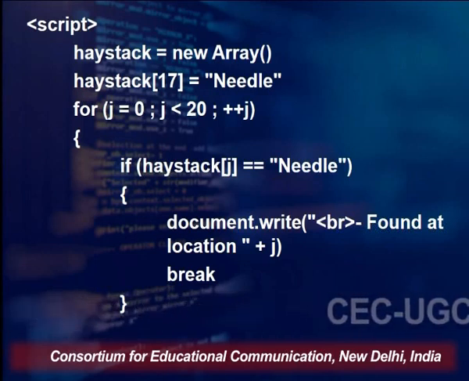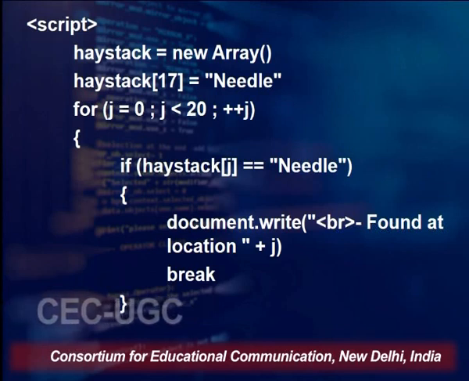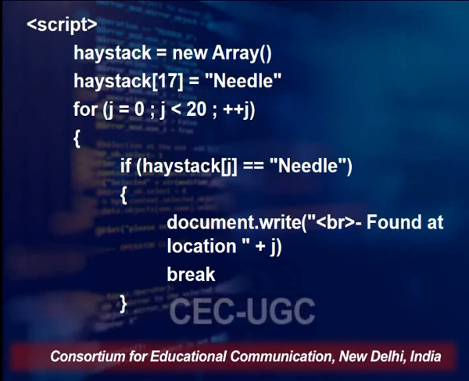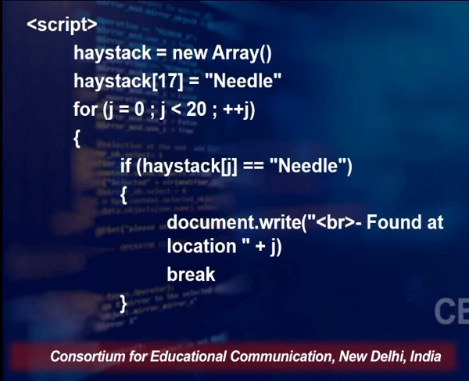So we are saying haystack index j is equal to needle. Then it will say found at location, whichever location the needle is found, and then of course it will say break. So as soon as the word needle is encountered, the loop will stop. It will no more search for the word in the rest of the array.